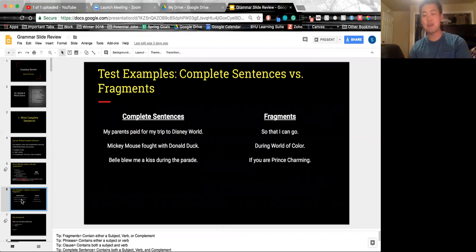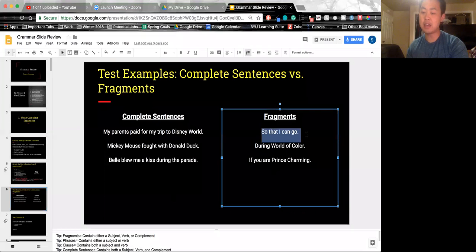Let's look at a fragment, for example. So that I can go. Okay, there is a verb, can go. There is a subject, I, but what's the complement? So that. So that what? There's nothing really completing the thought of that sentence. That is why that is a fragment.